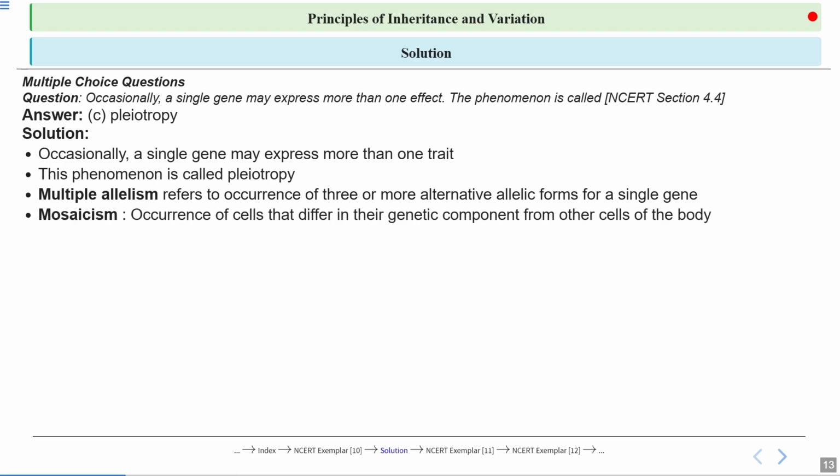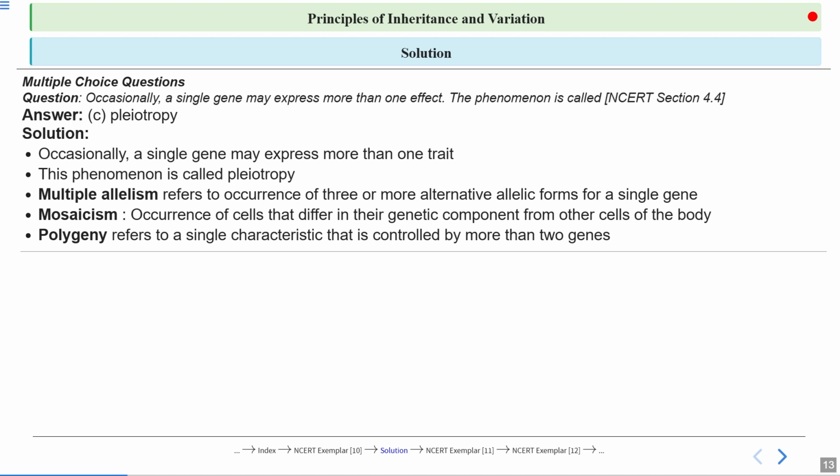Then what is mosaicism? It is the occurrence of cells that differ in genetic component from other cells of the body. The body is made up of a lot of cells. Sometimes there are some cells whose genetic makeup differs from that of the other cells. This is known as mosaicism. The word comes from mosaic. Polygeny means polygenic traits, which are controlled by many genes. For example, height and skin color.